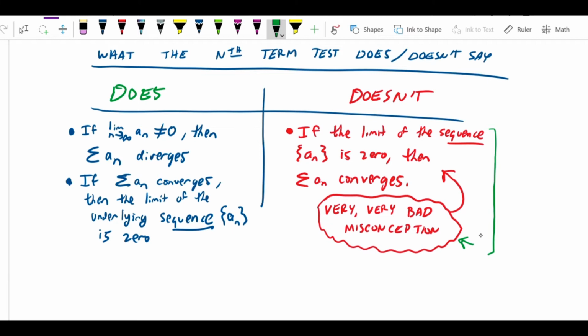So what can you infer if you find the limit of the sequence and discover it's 0? The answer very simply can be explained by this one word: nothing, with 3 exclamation points after it. That's what you can infer if the limit is 0. So this is one of the hardest concepts that we're going to be covering, being very, very careful about what a theorem says and what it doesn't say.